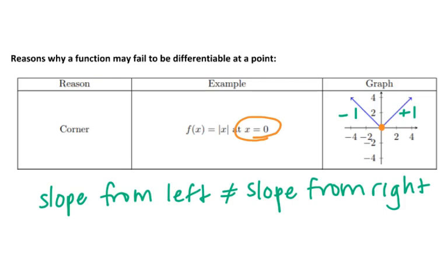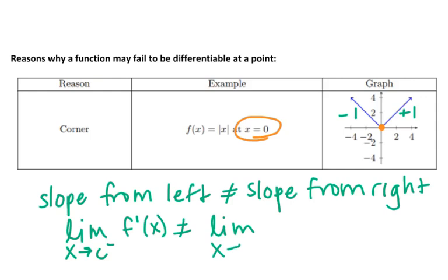Now, as a reminder, if this were a free response question and you're trying to say that, you would have to write it in the limit notation. So the limit as x approaches c from the left of f prime of x does not equal the limit as x approaches c from the right of the derivative function. Okay, so both of those mean the same thing. One is kind of just the thinking way of looking at it, and the other way is the more formal notation.